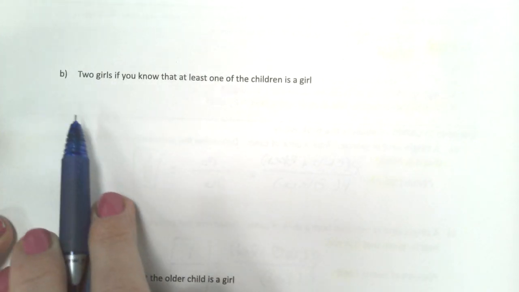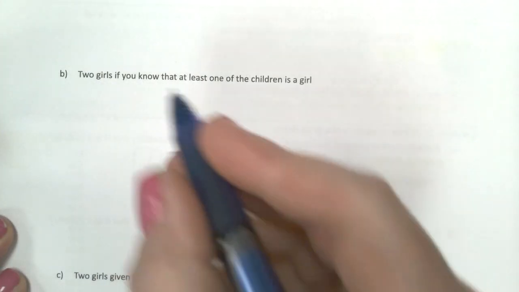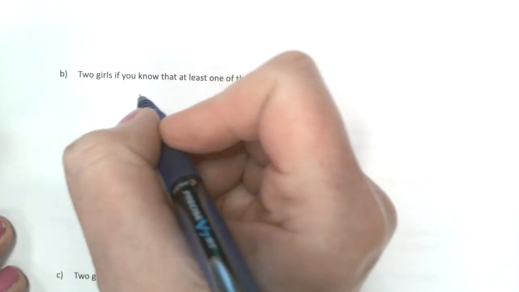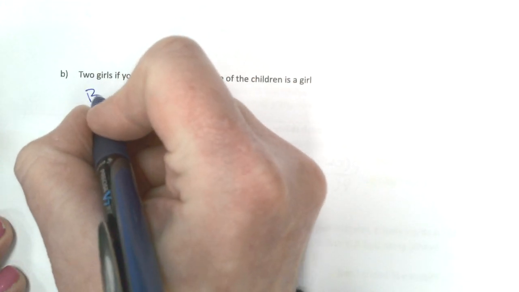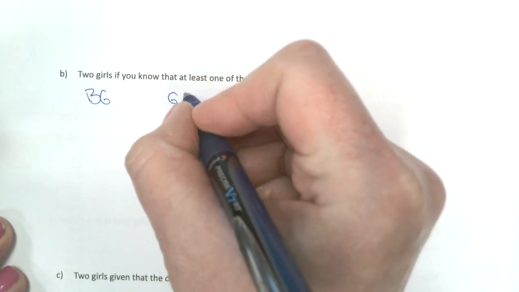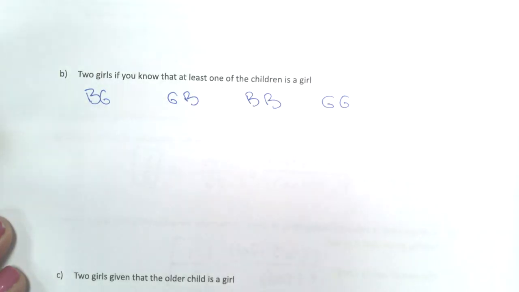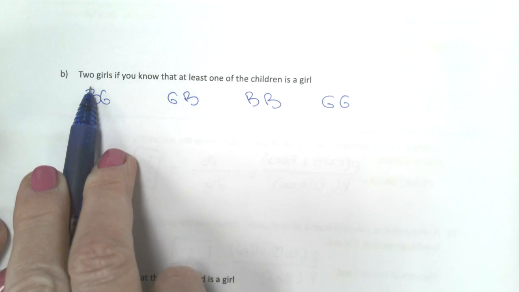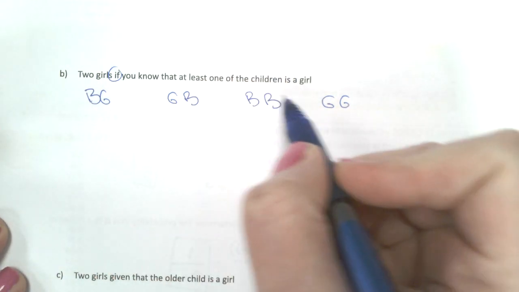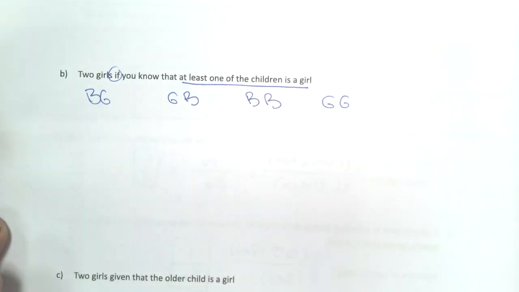Same family. I'm going to have 2 babies. So my possibilities are boy-girl, boy-boy, girl-boy, girl-girl. What is the probability that I have 2 girls if you know that at least one of the children is a girl?